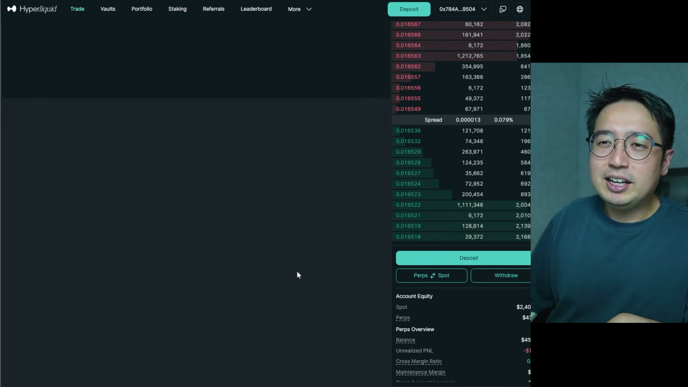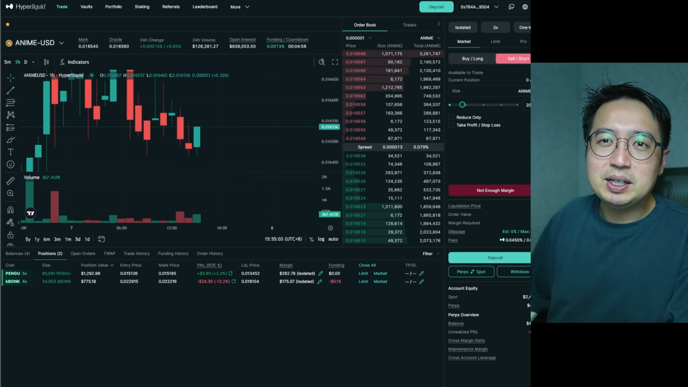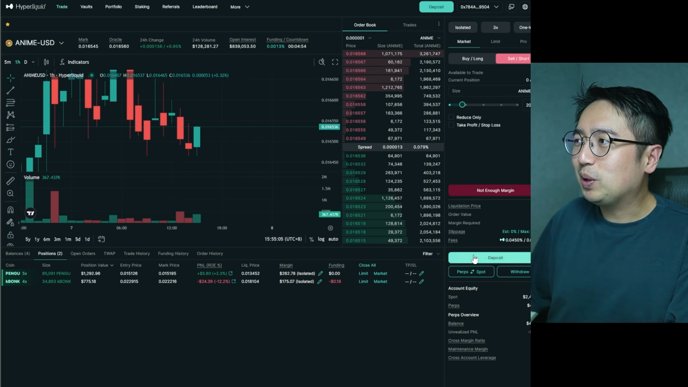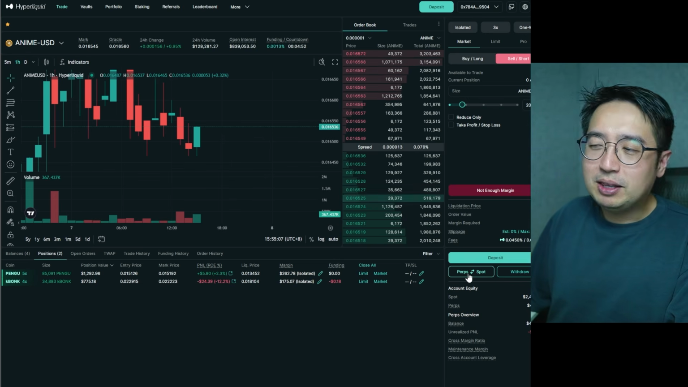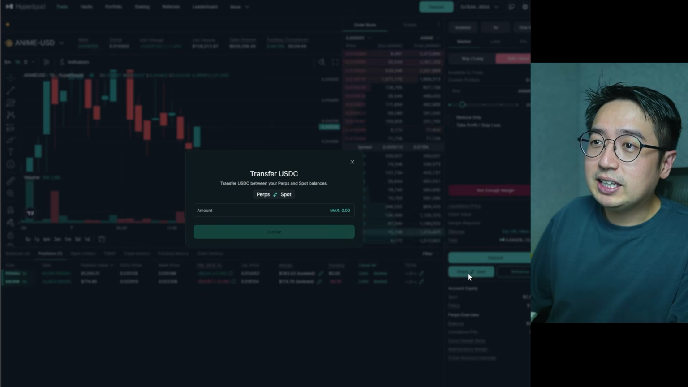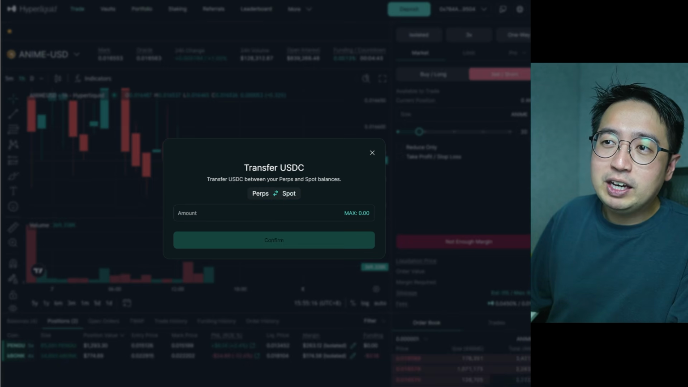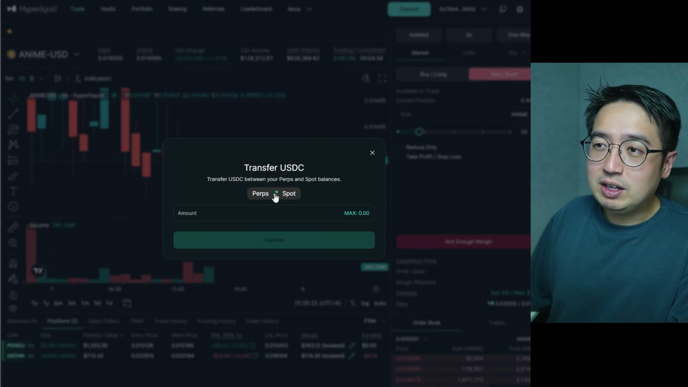You're going to see a different view. It's going to be a lot cleaner. I have to zoom in a little bit just because we are recording here, and the button you want to use is at the lower right, perps to spot. So we're going to click that, and you'll be moving USDC from perps to spot. But that's not what we want because we have a balance of 0. So we want to flip that.